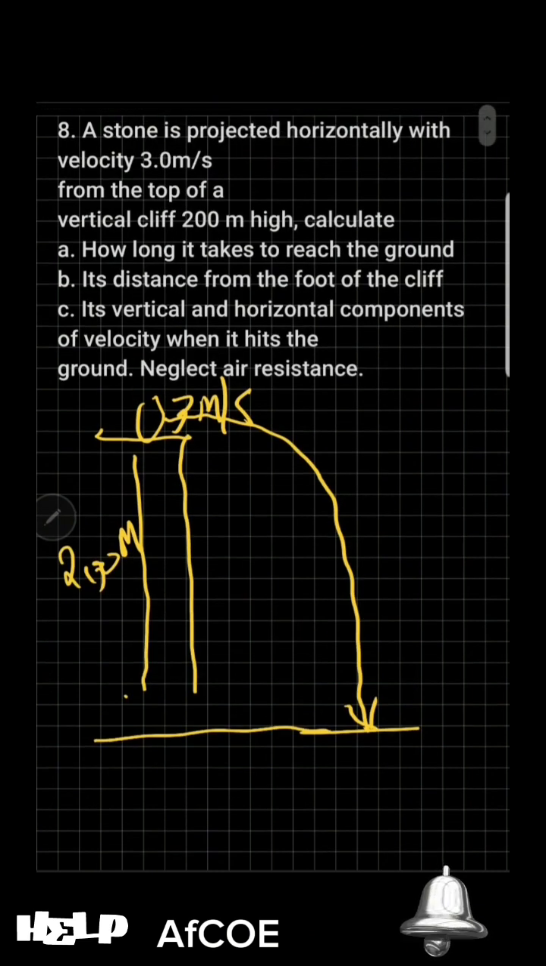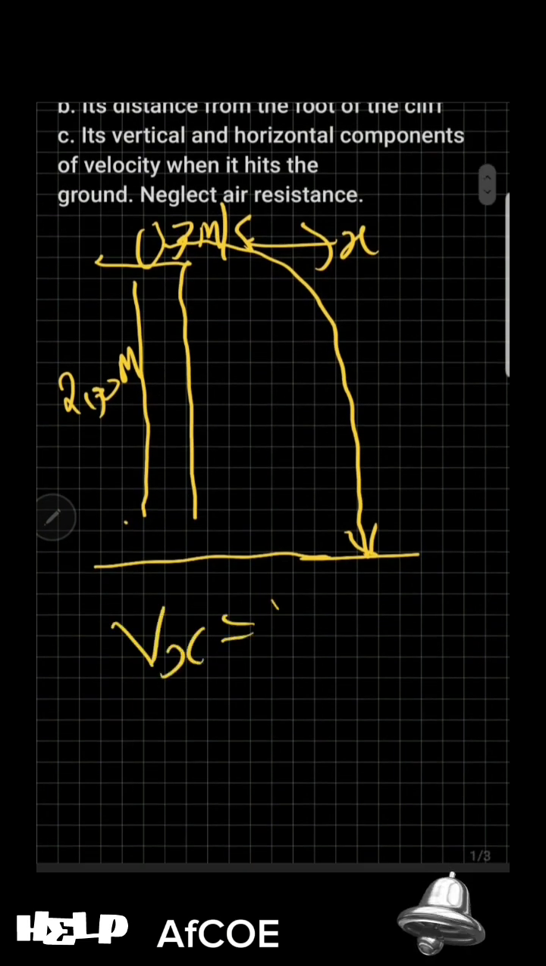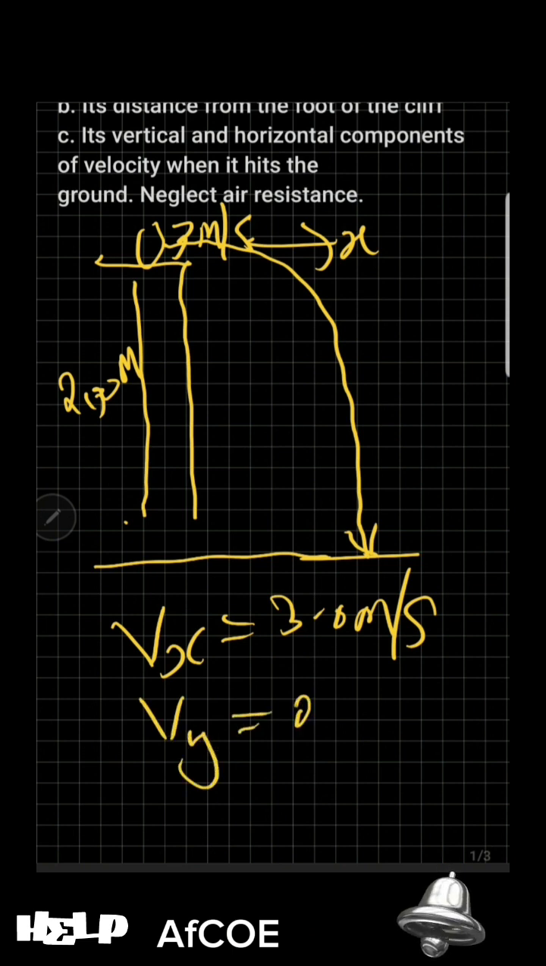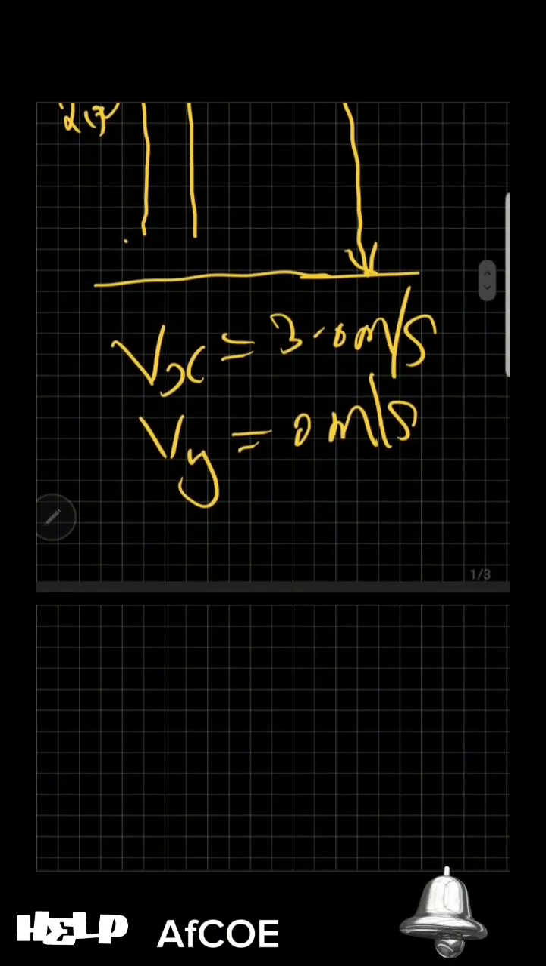So from here, the question says that a stone is projected horizontally with velocity 3.0 meters per second. Horizontally means it is projected straight in the x direction only. So the velocity we are having is Vx. Vx is 3.0 meters per second. So Vy equals 0 meters per second. It is projected horizontally in the x direction. This is from the top of a cliff of vertical height 200 meters. Calculate how long it takes to reach the ground. So which equation can we use here?